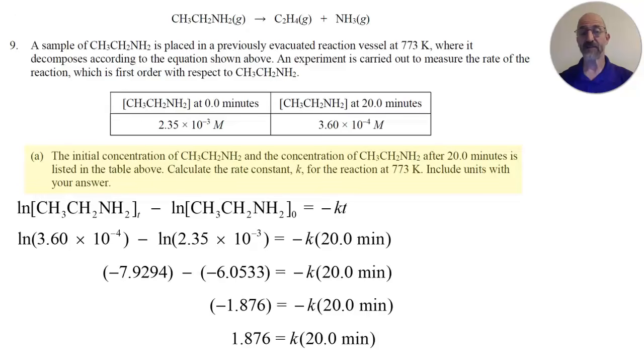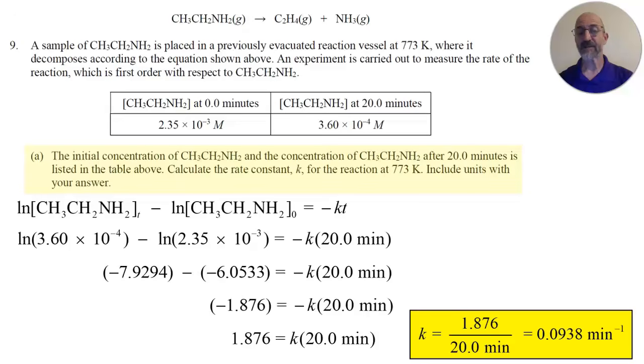And so in this question, we have to not only solve for the numerical value of the rate constant k, we also have to include units with our answer. So the units are going to be inverse minutes. So it's 1.876 divided by 20 minutes, and I get 0.0938, and my units are inverse minutes. So the units of a first order rate constant will always be inverse time. It might be inverse seconds, inverse minutes, inverse hours, but the units of a first order rate constant will always be inverse time. All right, well, that's the answer to part A.